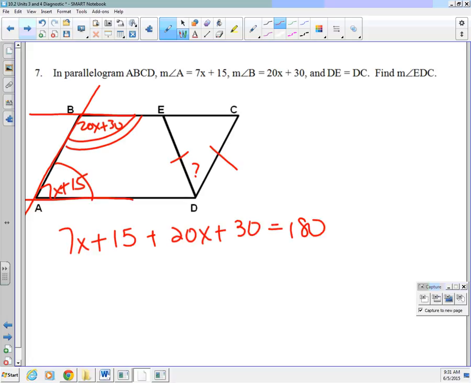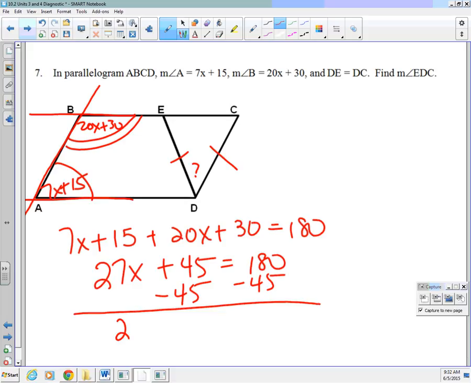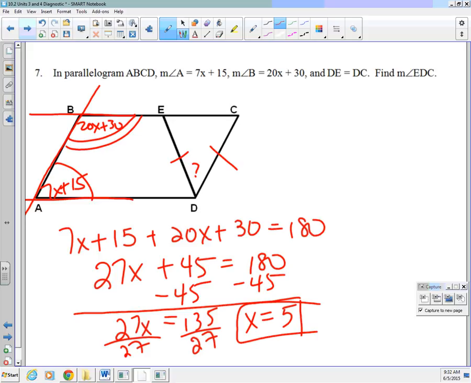So I have 7x plus 20x is 27x. 15 plus 30 is 45. And I get 180 from there. Subtract 45. I get 27x equals 135. Then I'm dividing by 27. And I get x equals 5. If x is 5, let's see what we have. I have 7 times 5 is 35 plus 15 is 50. 20 times 5 is 100 plus 30 is 130.